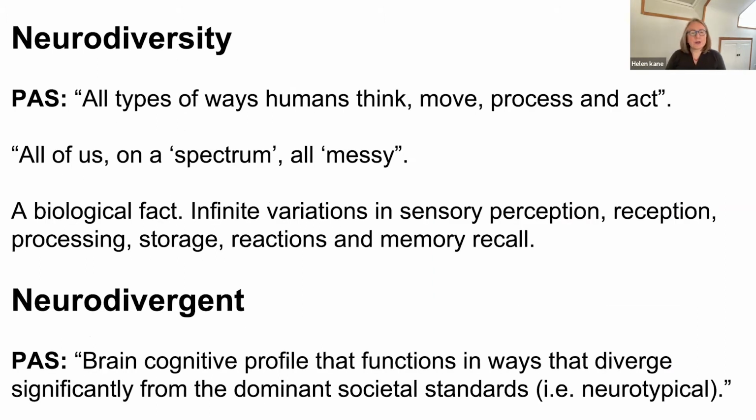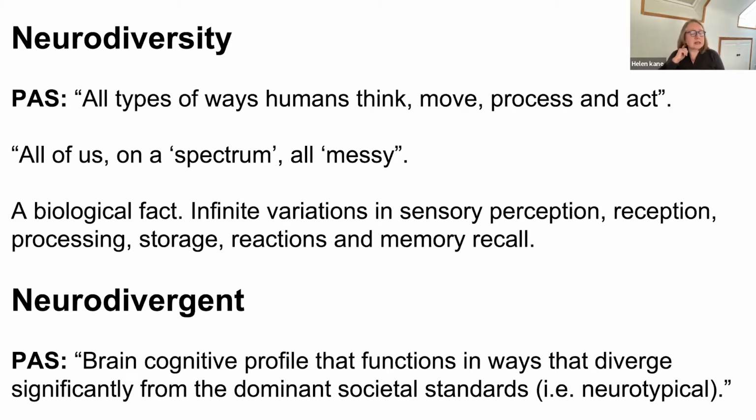Okay, so neurodiversity. PAS 6463 defines this as all types of ways humans think, move, process, and act, and others have defined it as all of us on a spectrum, all messy. To me, it's a biological fact. There are infinite variations in sensory perception, reception, processing, storage, reactions, and memory recall. None of us are the same. We're all really different.